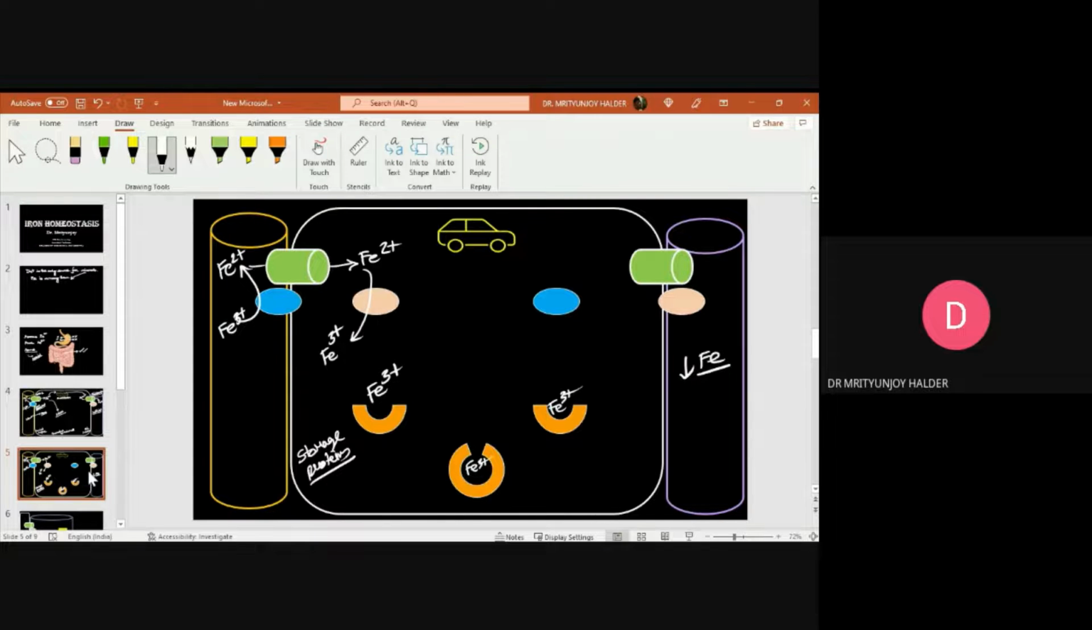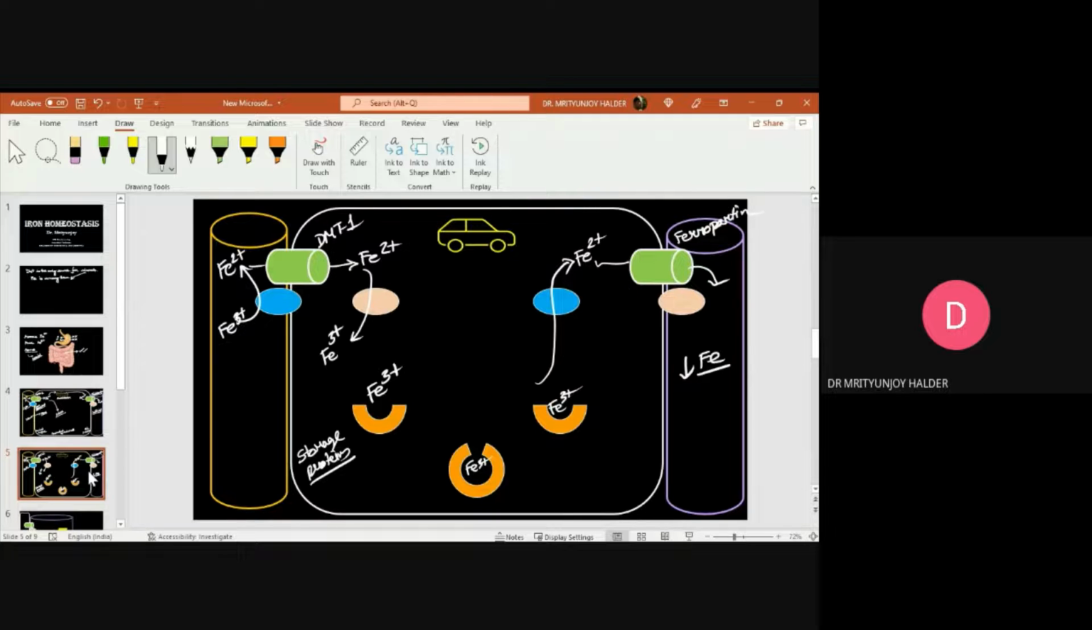So the ferric form of iron can be stored here, and when there is a low iron level in blood, in that condition, the ferric form again jumps out from the storage protein and again converts into the ferrous form. Now the ferrous form will come to the blood with the help of ferroportin. Here it was DMT1. Now what should be the name of this protein?